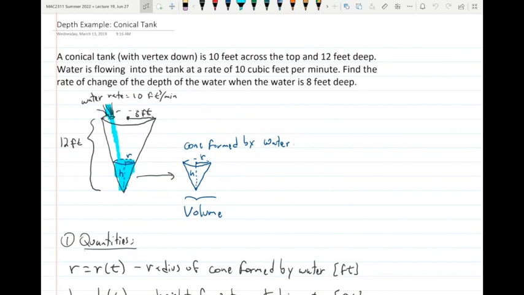Remember, we want to say something about R. Okay? Let me actually make it more straightforward, more concrete. At some point, we're going to plug in H equal 8, right? When H is 8, can you tell me what is R? There you go. That's your question. Find R when H is 8.